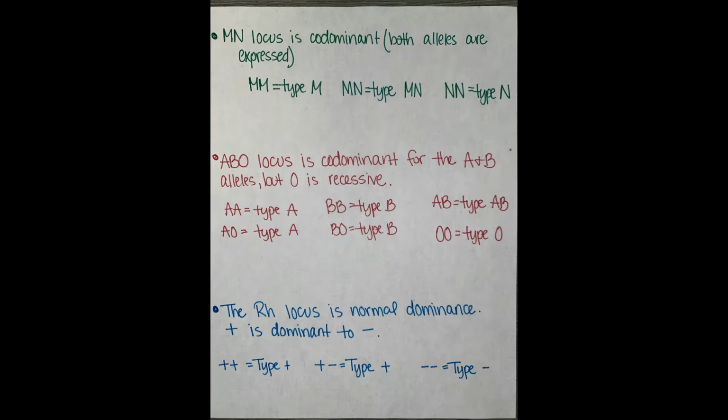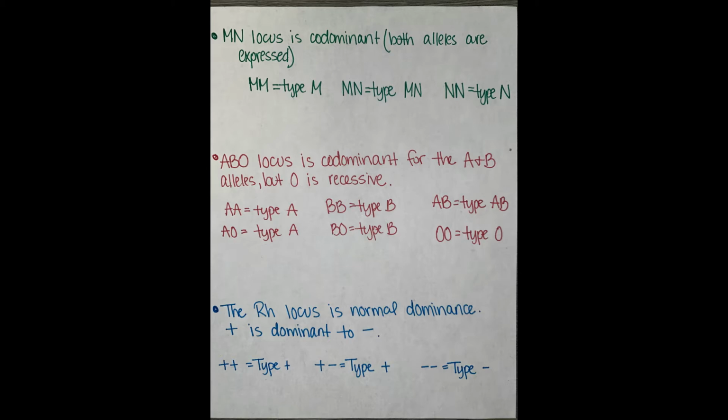Second locus we're going to talk about is the ABO locus. Now, A and B are codominant, meaning if you have an A allele and a B allele, you will have type AB blood. However, O is recessive to the A and B alleles. So in order for you to have type O, you must have an O and an O allele.